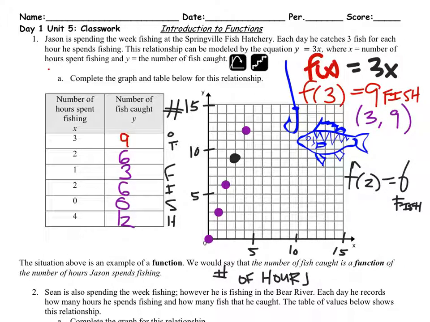Now the question is, on this graph, would we connect these points? Yeah. Whoever made this equation's on crack. Nice. Now, would we connect the points? No. Yes. No, wait, because you can't have half a fish.